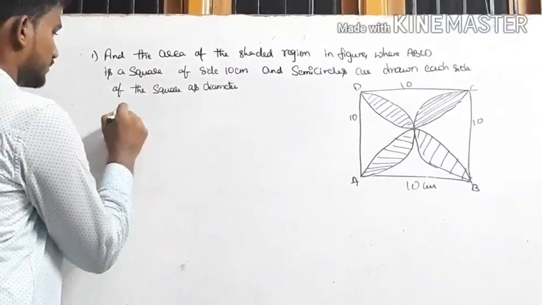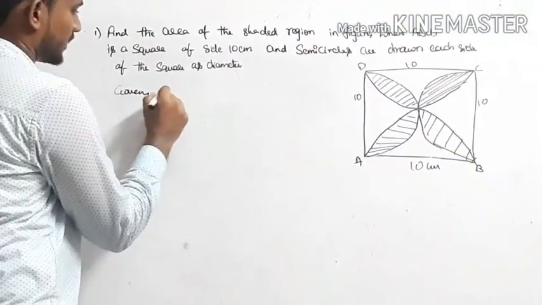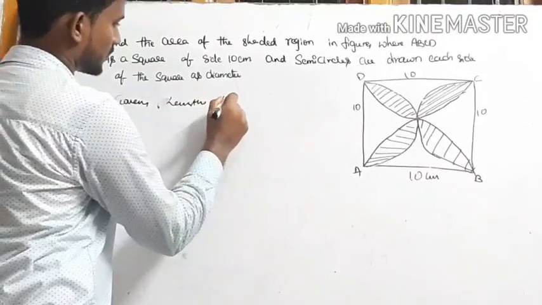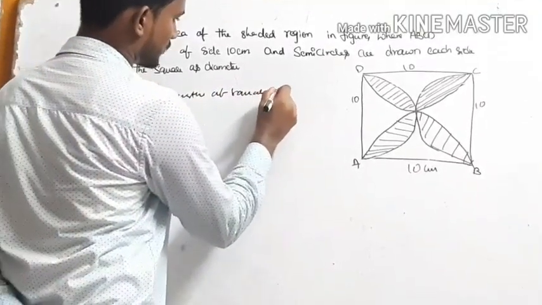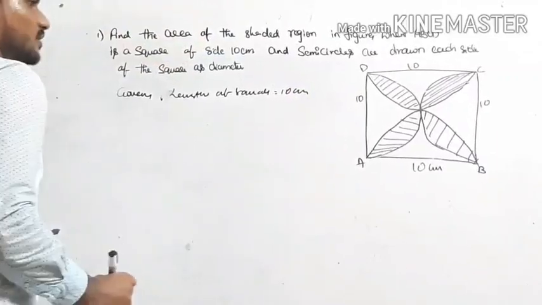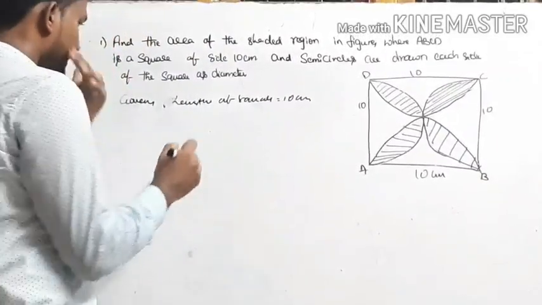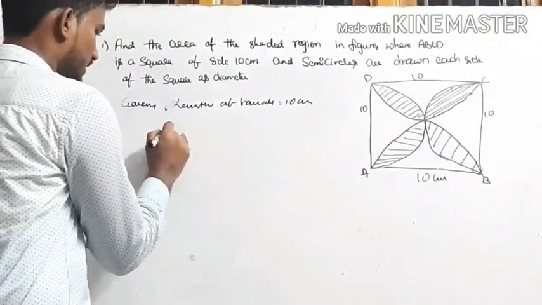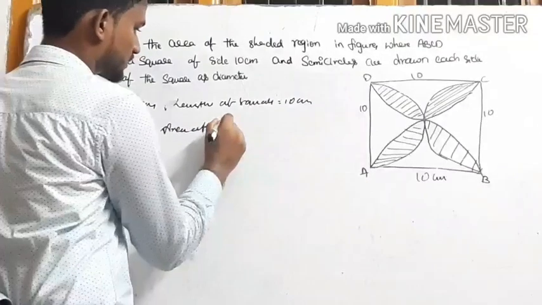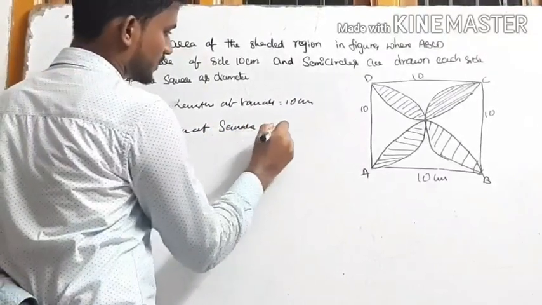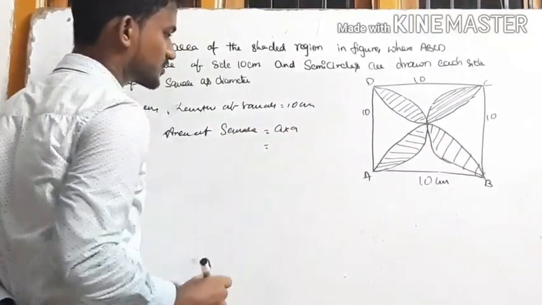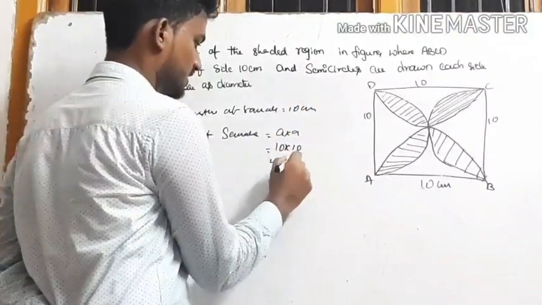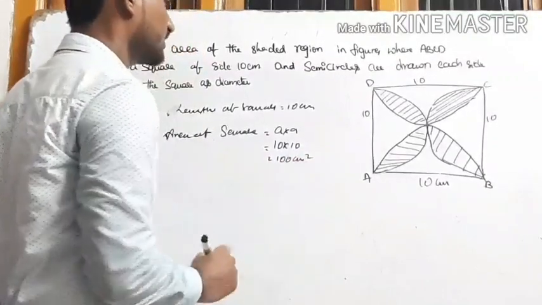Given the length of the square equals 10 centimeters. Then we find the area of the square. We know that A into A, A square, is the area of the square. A is 10, so 10 into 10 is 100 centimeters square, the area of the square.